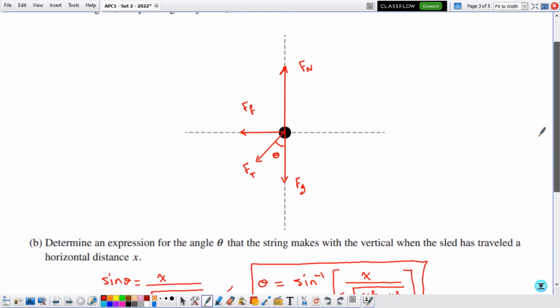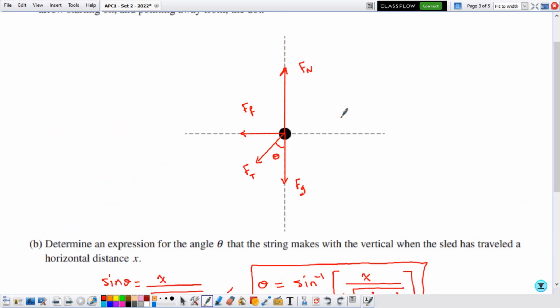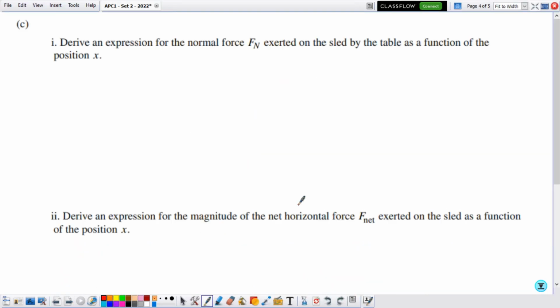Now just a side remark, we should not add anything to the FPD. The FPD should be kept as it is. Now in part C, I derive an expression of the normal force Fn exerted on the sled by the table as a function of the position x.